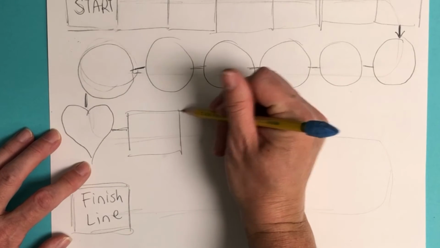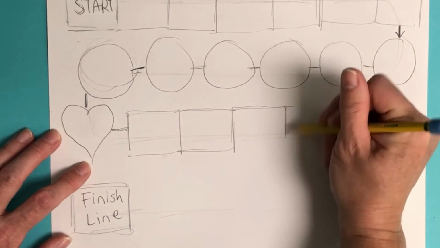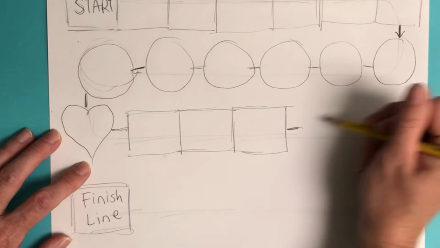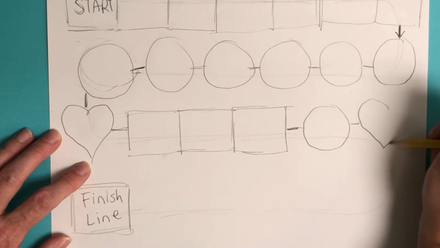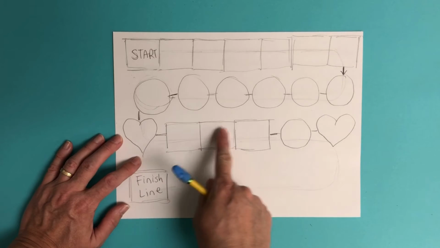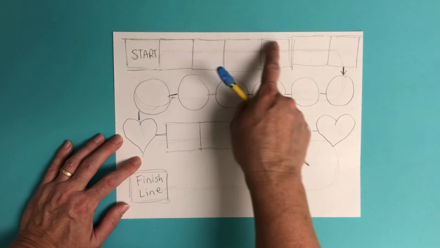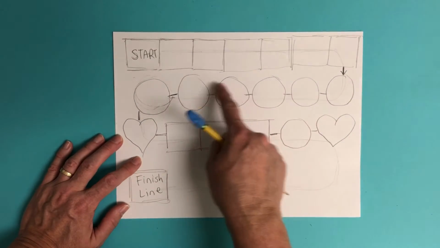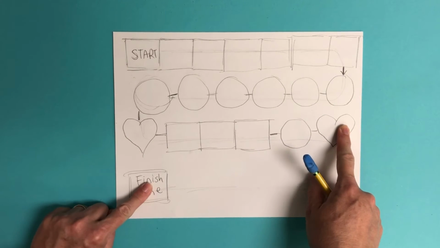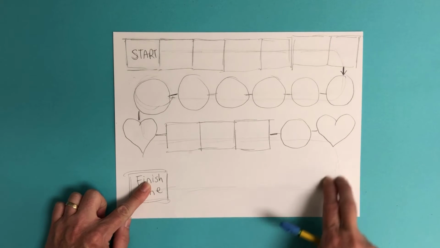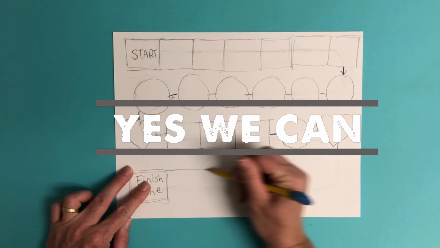I'm going to do a couple like this, and then maybe add another circle, and then maybe add another heart. 1, 2, 3, 4, 5, 6. So I've got 6 again. 1, 2, 3, up to 20. That means I need to try to fit at least 5 spaces in here. We can do this. Yes, we can.